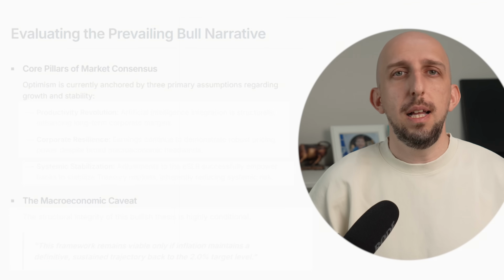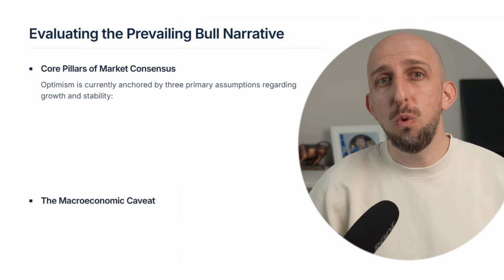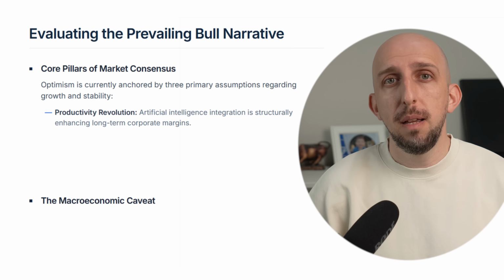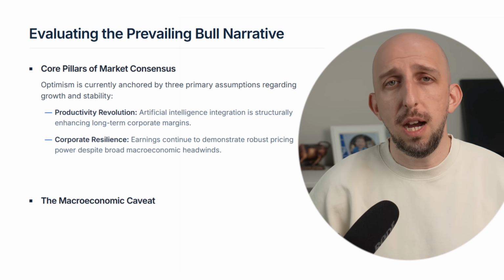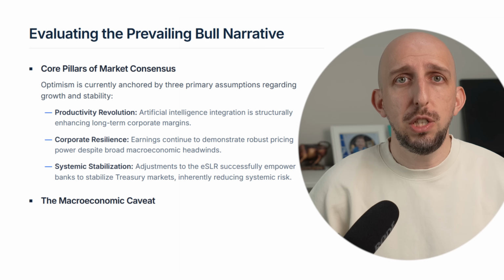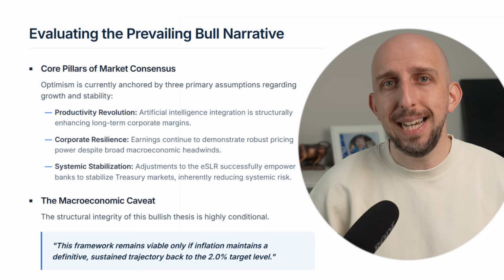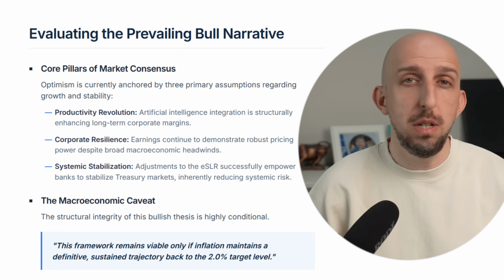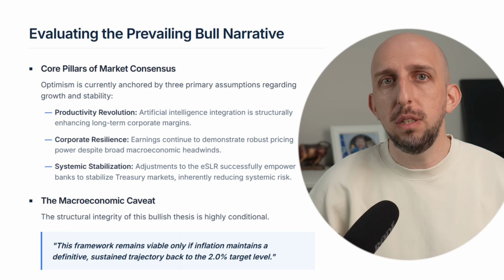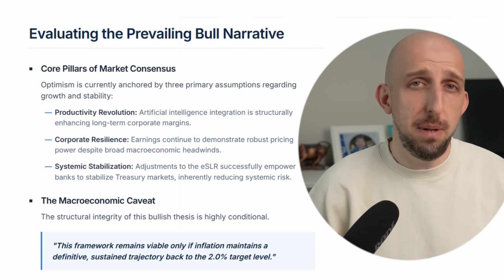Now let me tell you exactly what the bulls will say. They will say artificial intelligence is driving a productivity revolution, that corporate earnings are strong, that the eSLR change actually helps banks stabilize treasury markets, making the system safer, not riskier. And if inflation was heading back to 2%, they might be right.